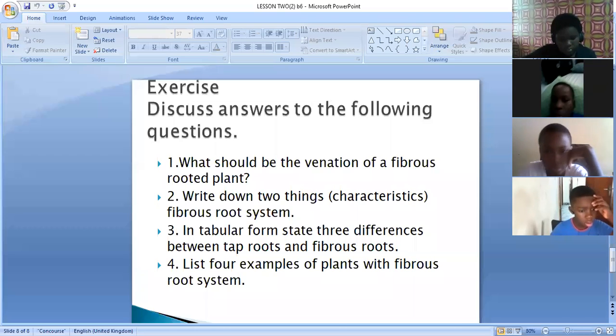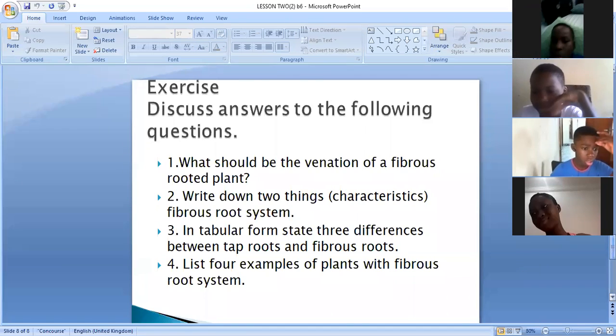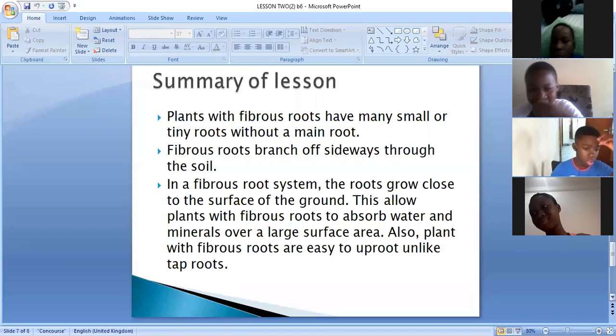Give me a summary of what you have learned today. I learned the differences between the taproot system and then the fibrous root system. Please, you're speaking very fast, so I can hardly hear you. You see your colleagues are even having issues with it. So please take your time and talk. What have you learned today?